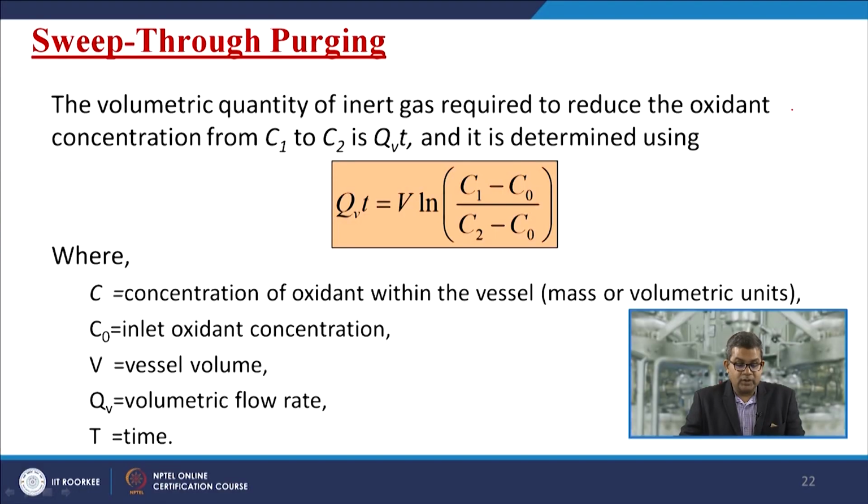Now here is one of the mathematical relations through which you can analyze the volumetric flow rate. The volumetric quantity of inert gas required to reduce the oxidant concentration from C1 to C2, let us have is QV, and it is determined using this particular equation. QV = V ln((C1 - C0)/(C2 - C0)), where C is the concentration of oxidant within the vessel, C0 is the inlet oxidant concentration, V is the vessel volume, QV is the volumetric flow rate, and T is the time required.